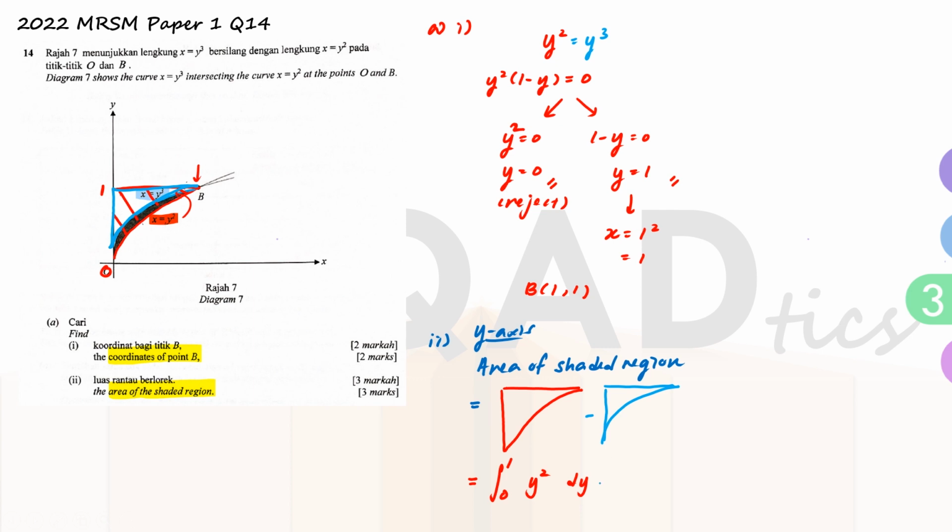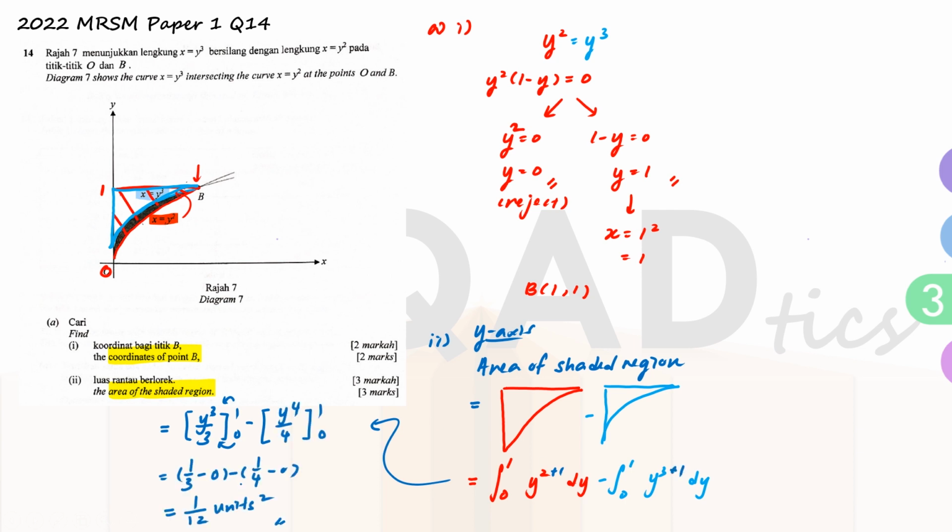And the blue shape is the same thing. dy put outside, integrate x, so x is y cubed, and the limits are the same as previous, which is 0 to 1. And remember, when integrating, we need to add 1 to the power, and we divide by the new power. And later, we need to sub 1 and 0 into this to find the value. Same goes for the other equation. And you'll find the value is 1 over 12 units squared.